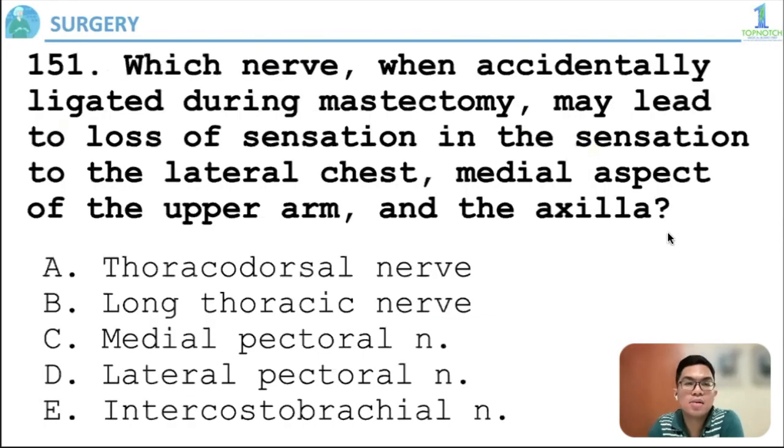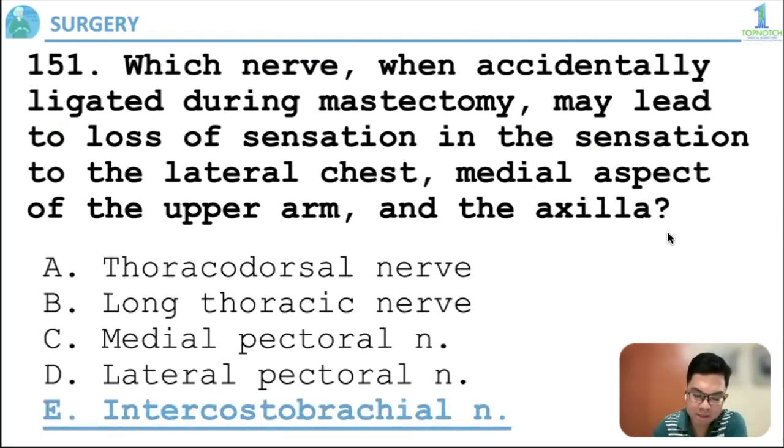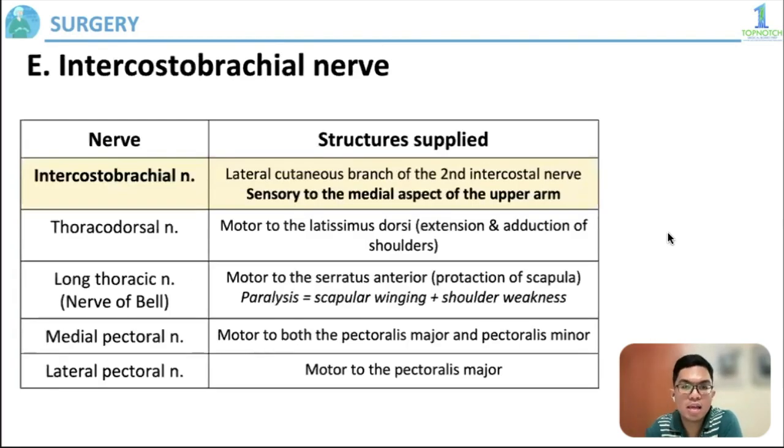So next, so which nerve during a mastectomy, pag na ligate, you will result in loss of sensation in the lateral chest, medial arm, and axilla. That's your intercostobrachial nerve. So among all these nerves, it's the only one that is sensory. Kasi yung iba, motor. Siya lang yung sensory. So again, the intercostobrachial nerve is a sensory nerve to the medial aspect of the upper arm. It's a cutaneous nerve and provides sensation to the inner arm, lateral chest, and the axilla. It is commonly injured kasi cutaneous siya. So dun pa lang sa pagda-dissect ng planes, pwede na siyang masira.